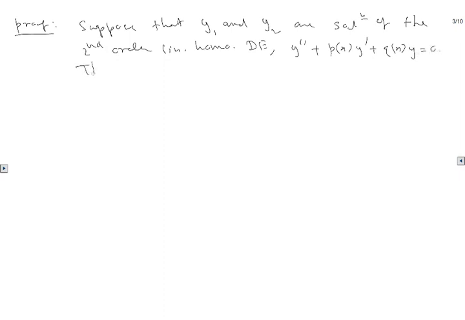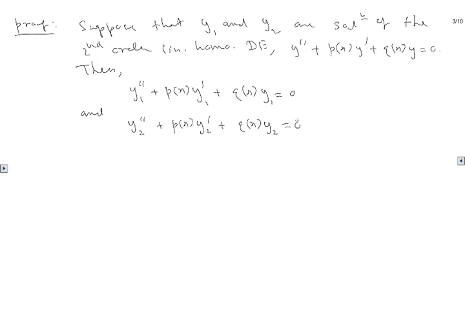Then, because we know that these are solutions, that means they should satisfy the differential equation. So we can write y1 double prime plus p(x) y1 prime plus q(x) y1 equals 0, because y1 is a solution, so it should satisfy the differential equation. And we can also write y2 double prime plus p(x) y2 prime plus q(x) y2 equals 0, because y2 is a solution.